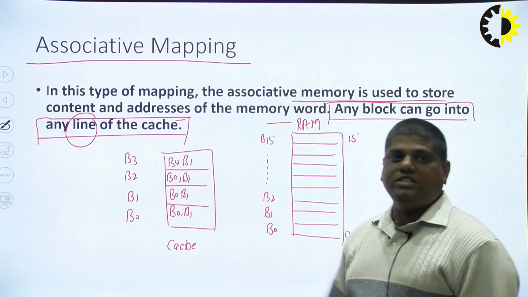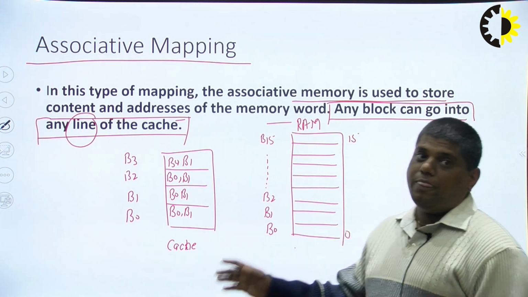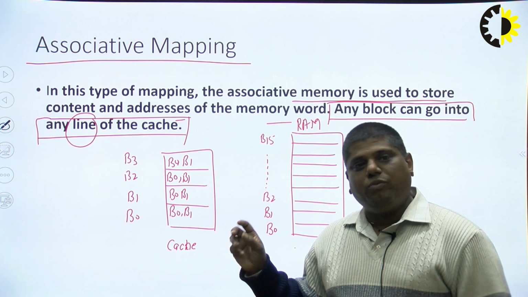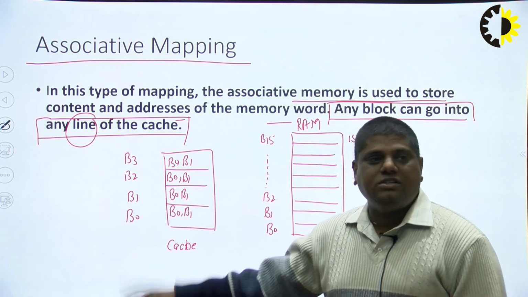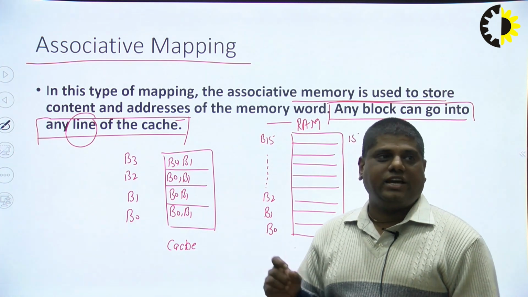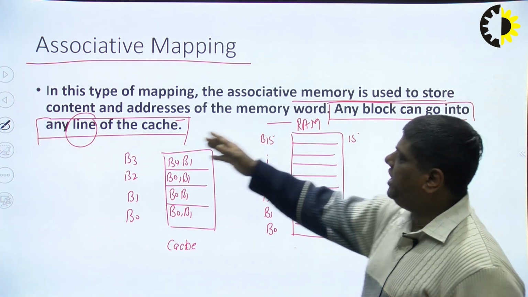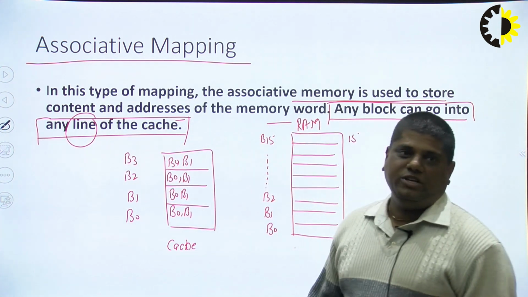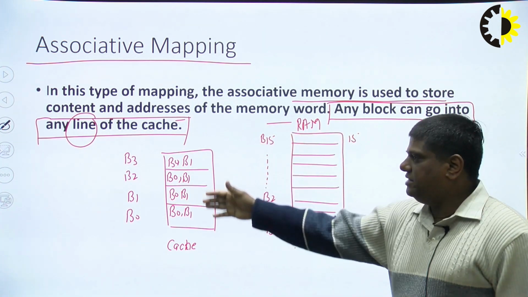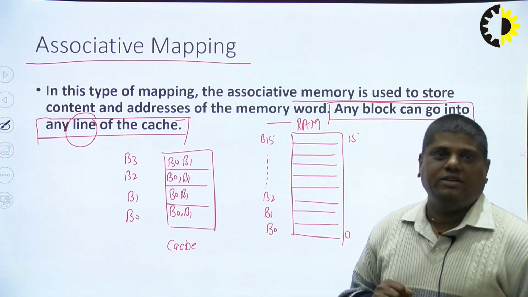Next, I explain associative mapping. Associative mapping is very simple. In associative mapping, there is no limitation, no boundary position. Any block of the RAM can be placed in any block of the cache. This is the main concept of associative mapping: any block can go into any block of the cache memory. We will take a very simple numeric example to explain associative mapping.